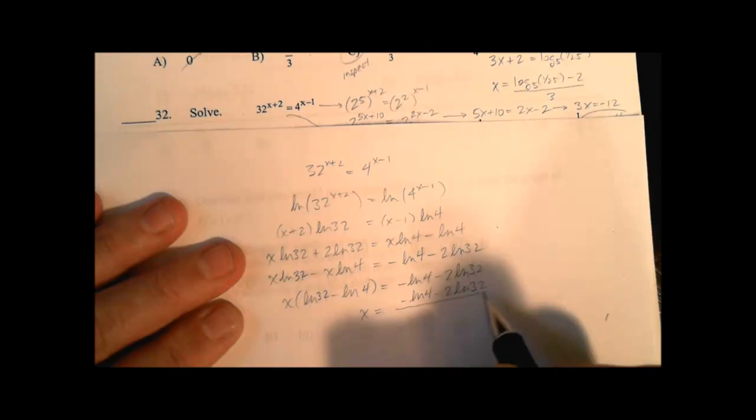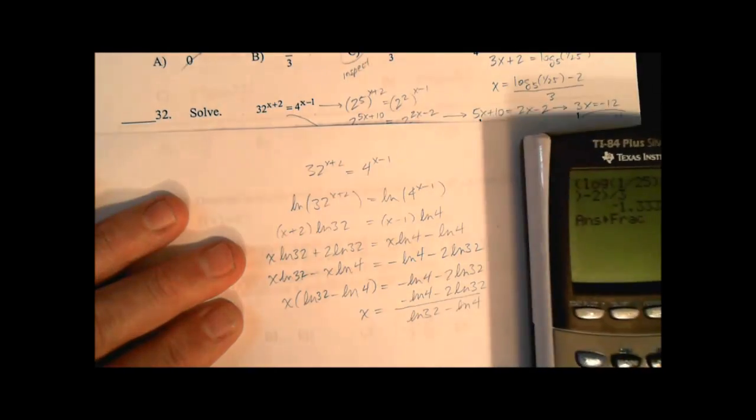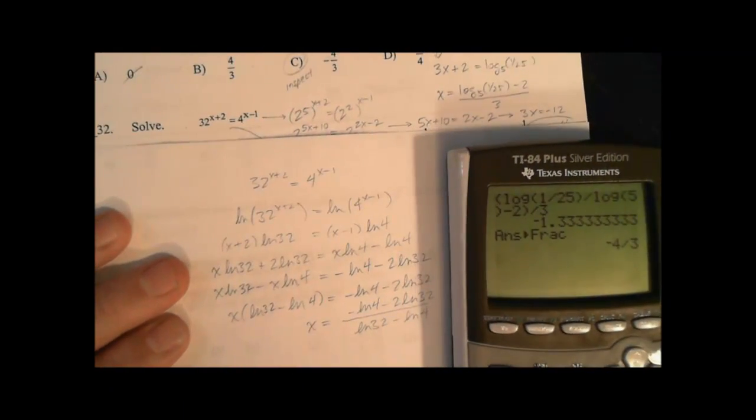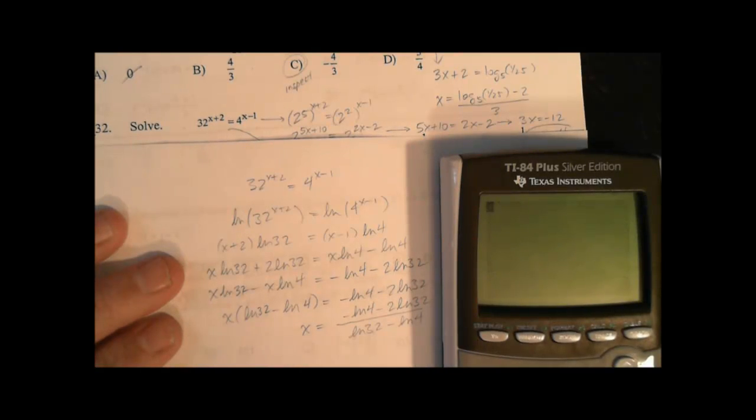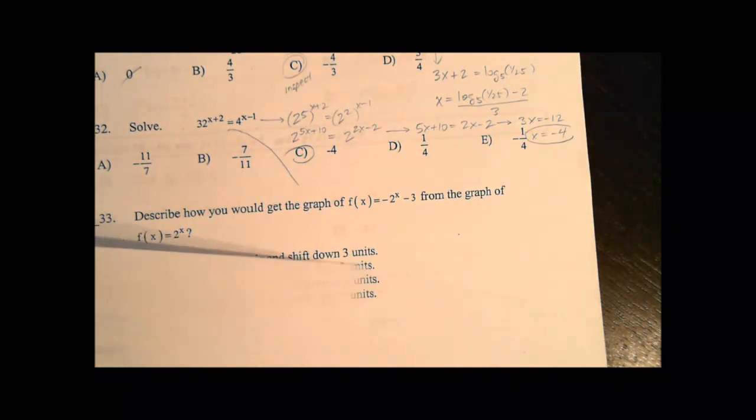And so dividing both sides by the coefficient of x, we get (-ln 4 - 2 ln 32) over (ln 32 - ln 4). And if we were to do that in our calculator, let's just go ahead and verify that we get whatever pretty number we were hoping to get at the end. So we get, parentheses, minus ln 4, close, minus 2 times ln 32, close our numerator, divided by, open our denominator, ln 32, close, minus ln 4, close our denominator, and we get negative 4 in the end still. Okay.